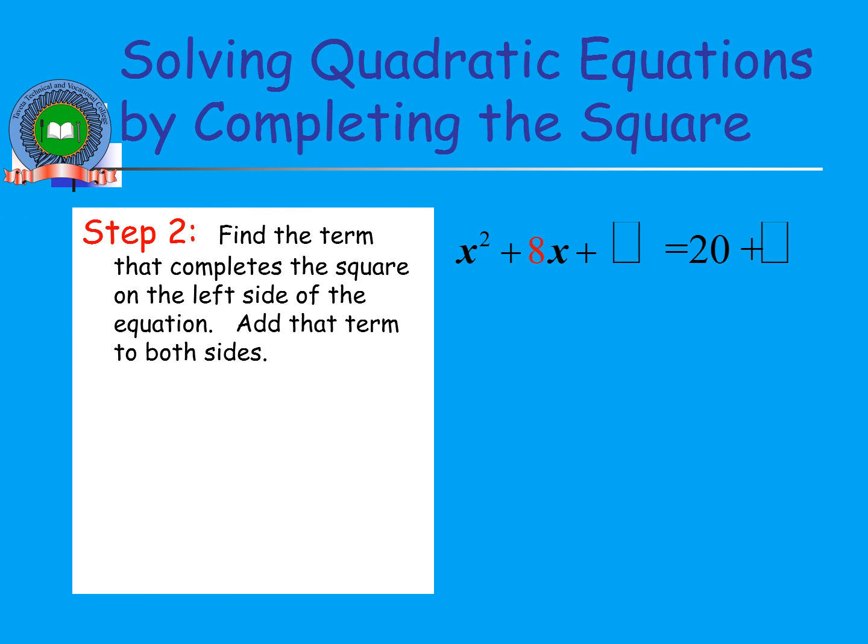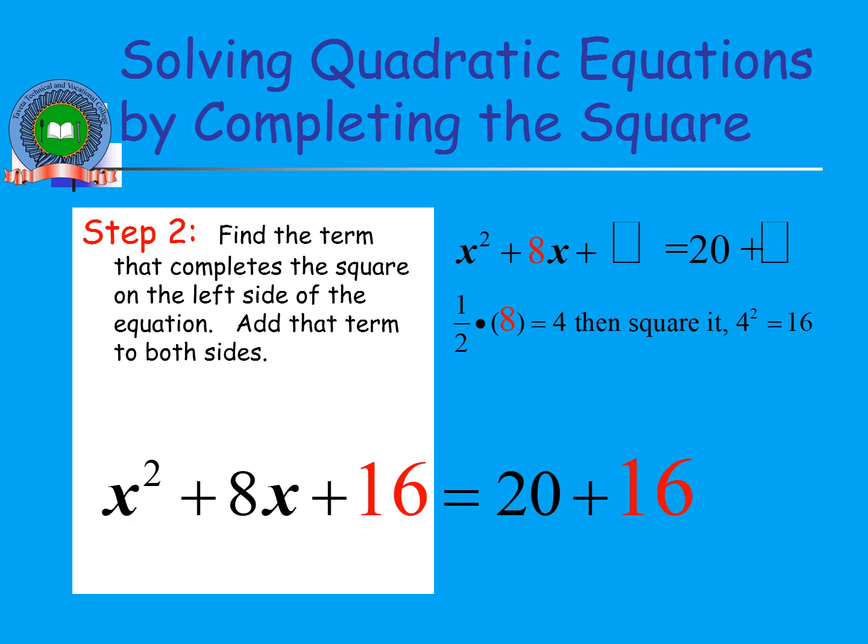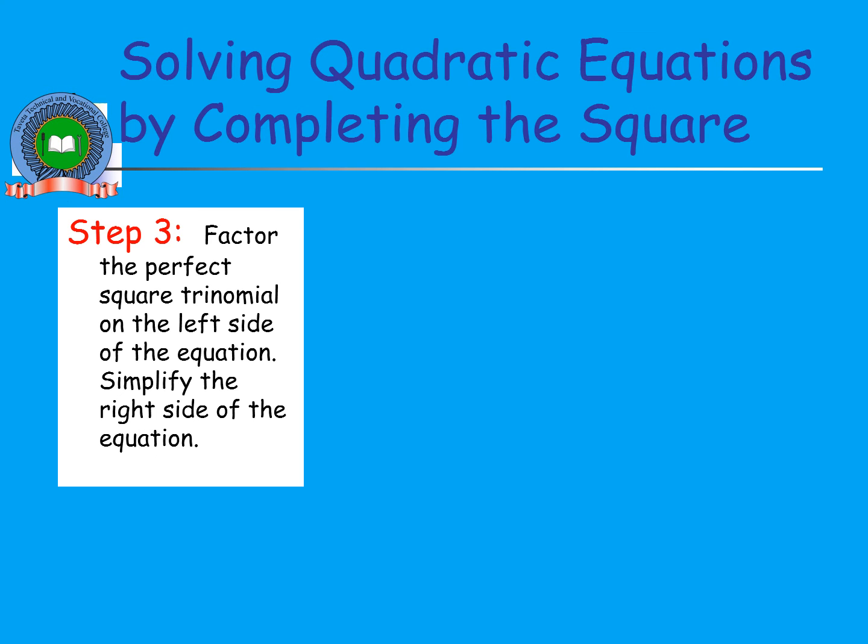Next, find the term that completes the square on the left side of the equation, and add that term to both sides. So you take half the coefficient of x, which is 8, which is equal to 4. Then you square it and get 16. Then add 16 on both sides of the equal sign. Factor the perfect square trinomial on the left side of the equation. Simplify the right side of the equation as shown.